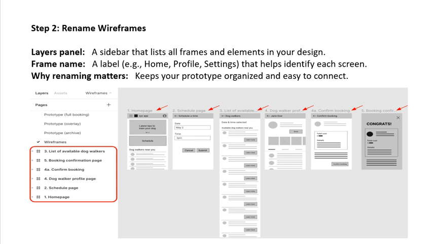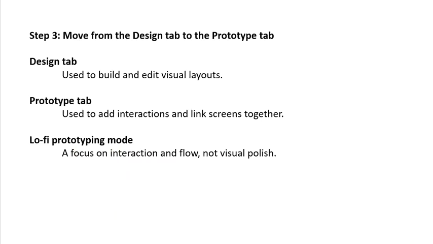And step 3 is to move from the design tab to the prototype tab. The design tab is used to build and edit the visual layout, and the prototype tab is used to add interactions and link screens together. Low-fidelity prototyping mode focuses on the interactions and flows and not visual polish.